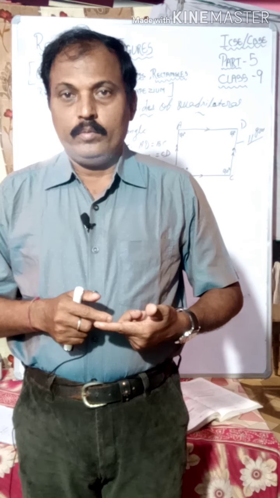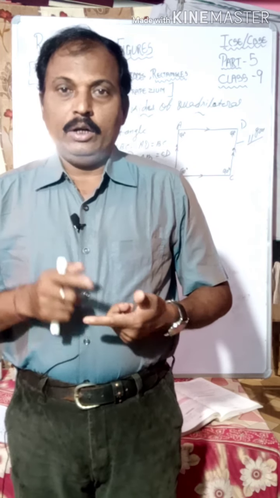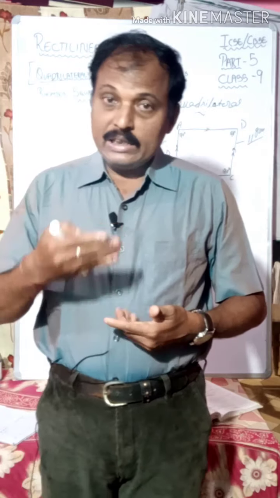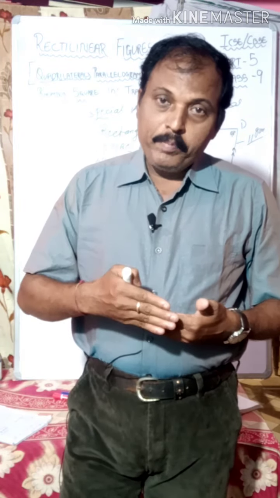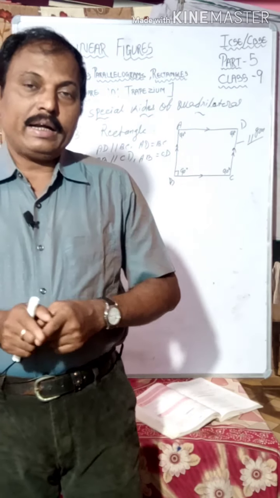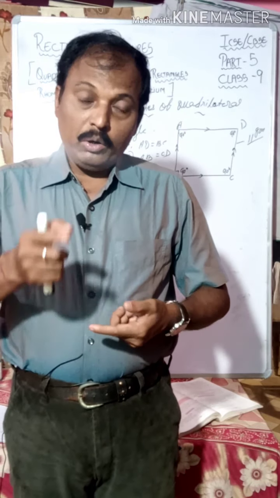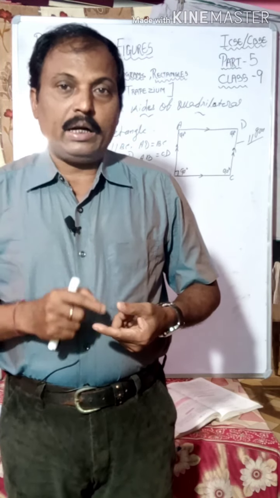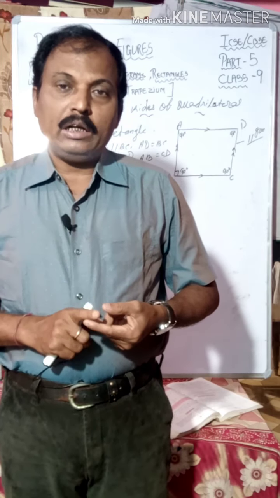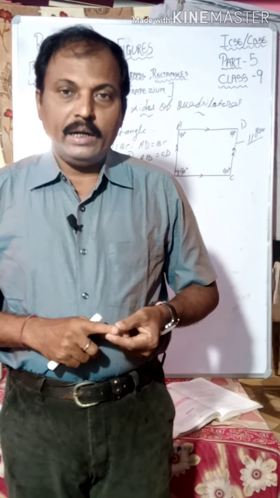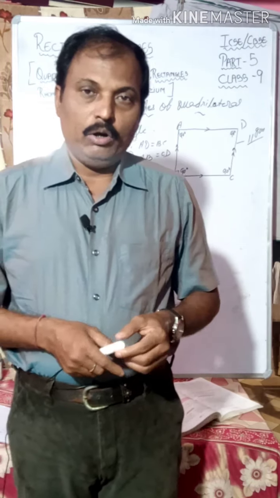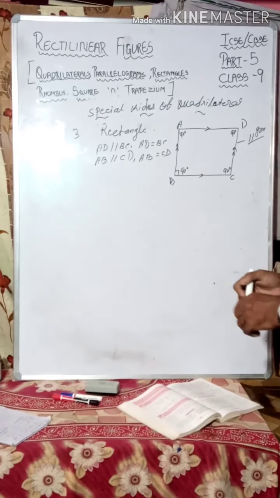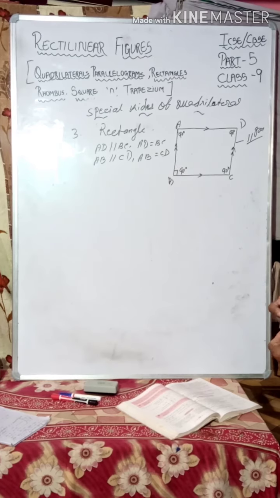A rectangle is a quadrilateral in which opposite sides are parallel to each other, then it is converted to a parallelogram. That is the definition of a parallelogram in a quadrilateral: if opposite sides are parallel, then that quadrilateral is a parallelogram. If you try to give the definition of a rectangle, a rectangle is a quadrilateral in which both pairs of opposite sides are parallel and one angle is 90 degrees. Otherwise, a rectangle is a parallelogram in which one angle is 90 degrees.